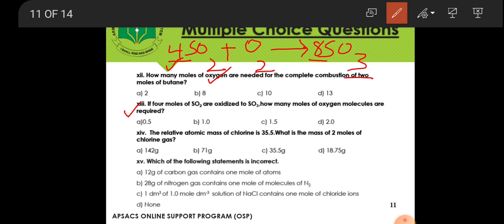How many atoms of sulfur are there? Sorry, 4 atoms of sulfur are present, so we will write down 4 over here. How many atoms of oxygen are produced? 4 threes are 12 atoms of oxygen. So 4 twos are 8 and 2 twos are 4. So 8 plus 4, that is equal to 12. So how many moles of oxygen are required? 2 moles of oxygen are required to oxidize 4 moles of sulfur dioxide into sulfur trioxide.